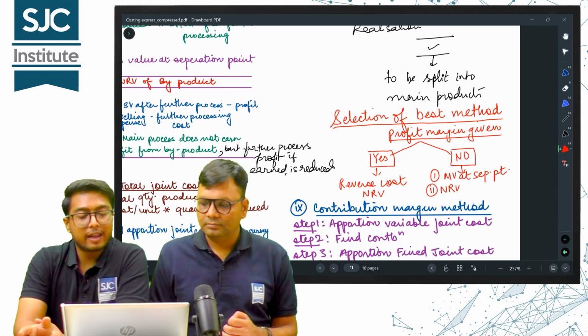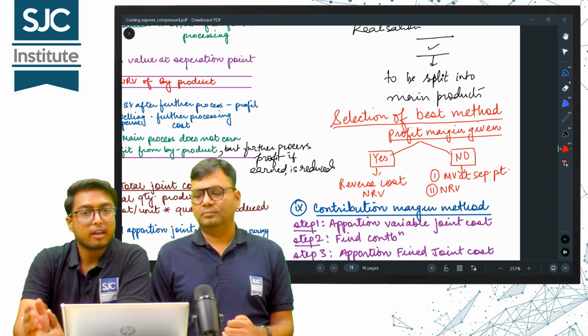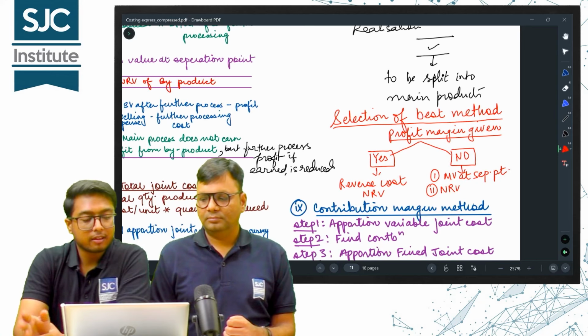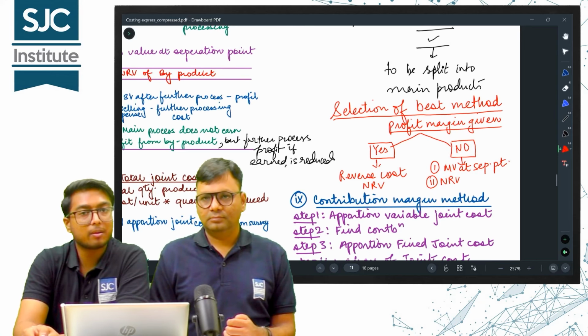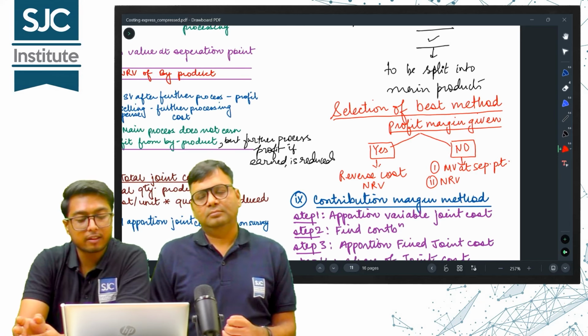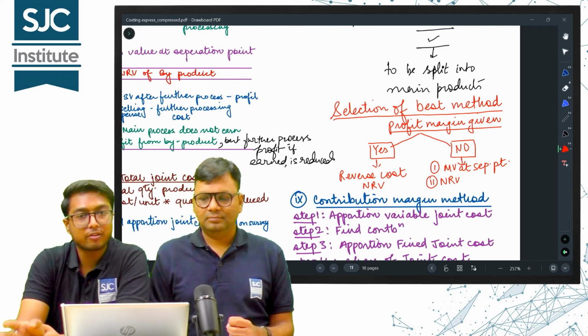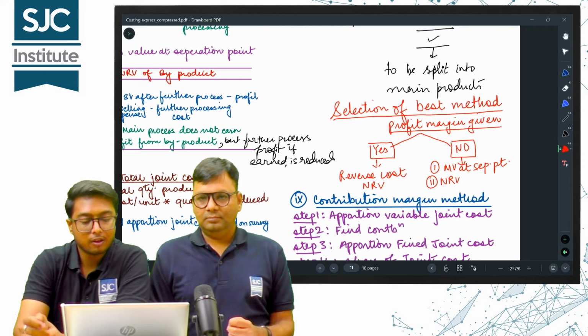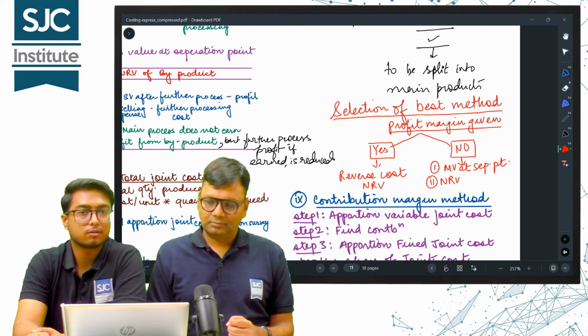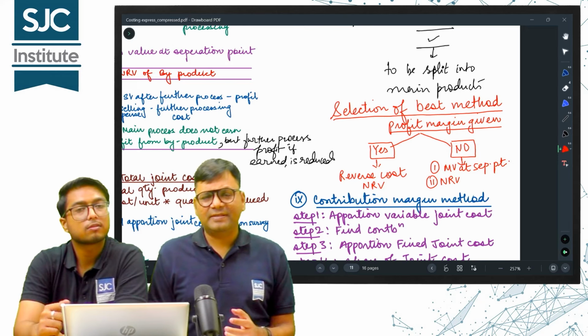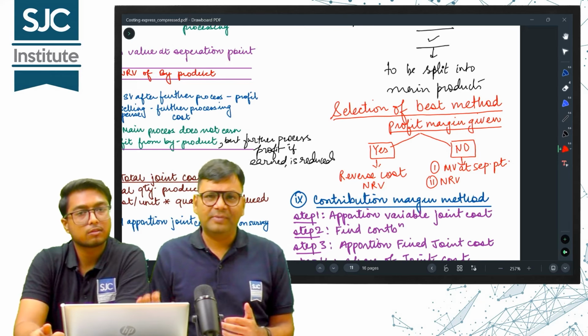Now, how to select the best method? If profit margin is given, then use the reverse cost NRV as the method, and if not given, then find the market value at separation point or use the notional net realizable value. If the question specifies the method, then use those methods only.